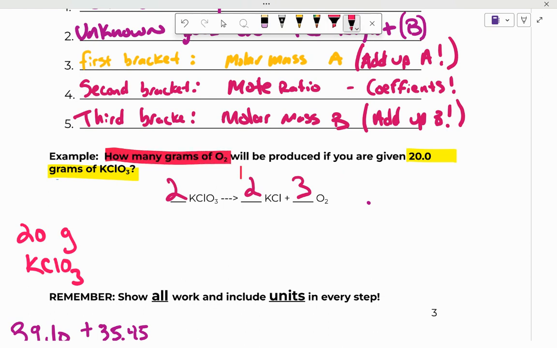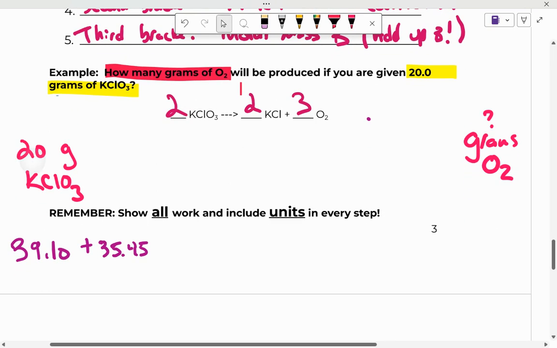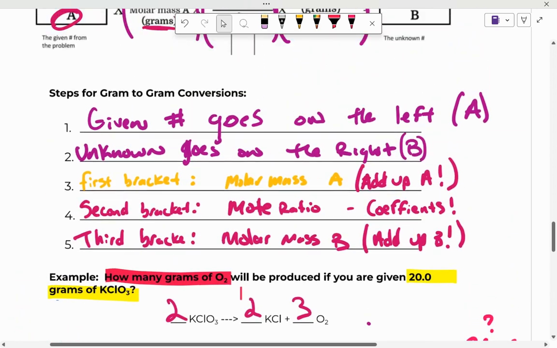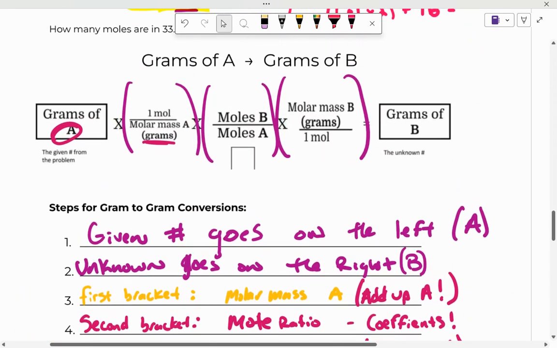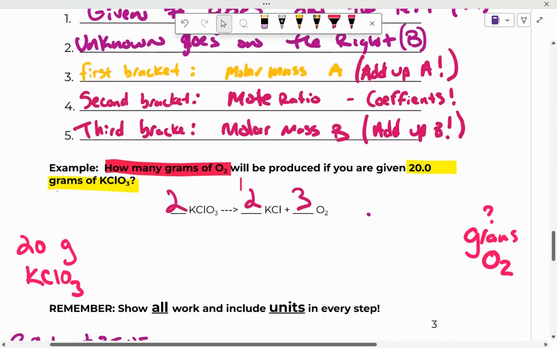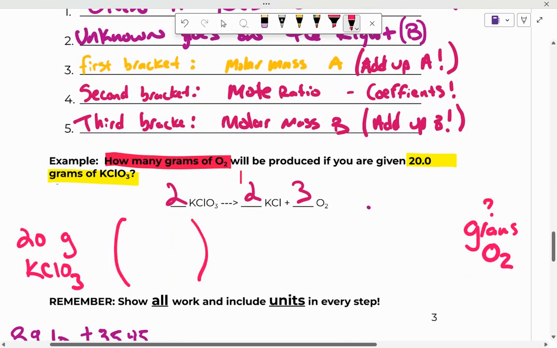And then it says how many grams of O2. That's what we want to find, right? That goes on the right. Okay? So first step, what are you given? Goes on the left. Same as yesterday. What do you want to find? Goes on the right. Can everybody see that? Good. What's the third step say? Okay, so now we're going to go to our map. Here's the map. We got 3 brackets. So make 3 brackets. 1, 2, 3.